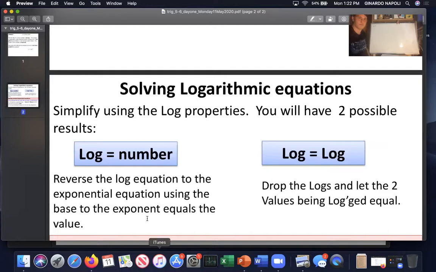Okay, now when you have log equal to a number, then you can just reverse it to the exponential. But if you have log equal log, then you reverse logs, and then you'll get the two values equal to each other. So that's the difference. One, you got to reverse to the exponential, the left, log equal number. The other, you don't have to reverse to the exponential, because you can just reverse logging both sides.